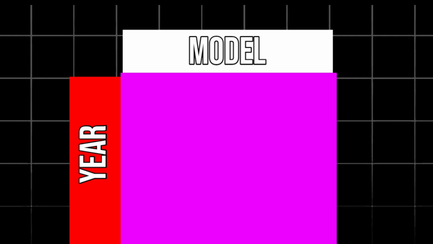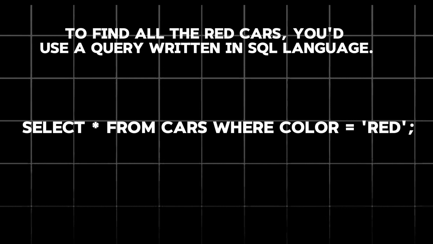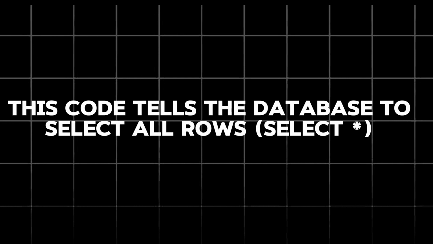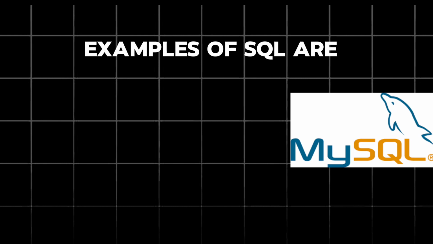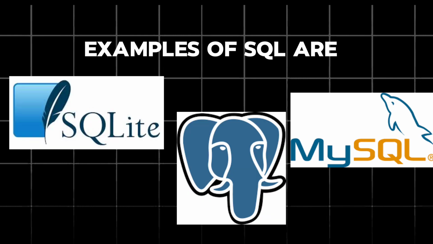To find all the red cars, you would use a query written in SQL language. Here's a simple example: SELECT * FROM cars WHERE color = 'red'. This code tells the database to select all the rows from the cars table where the color column matches red. Examples of SQL databases are MySQL, PostgreSQL, and SQLite.